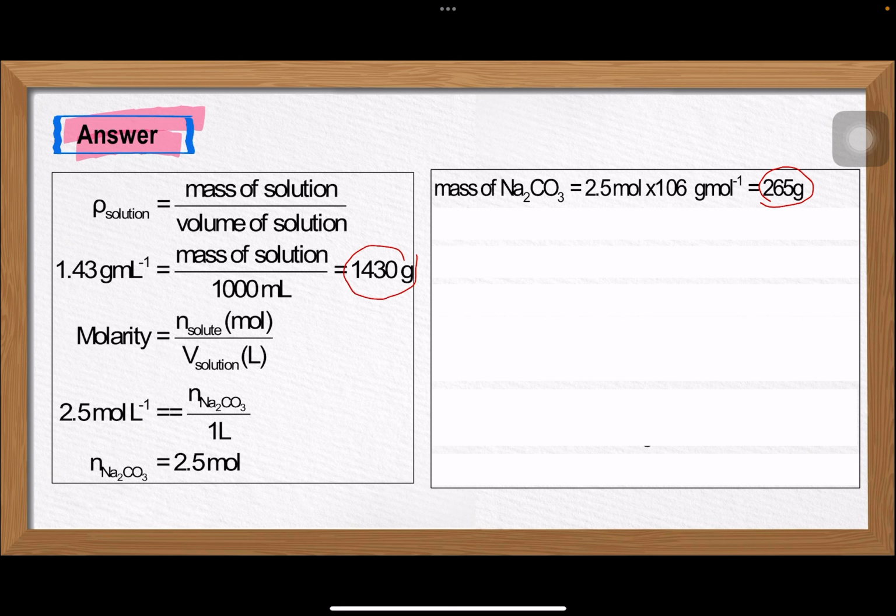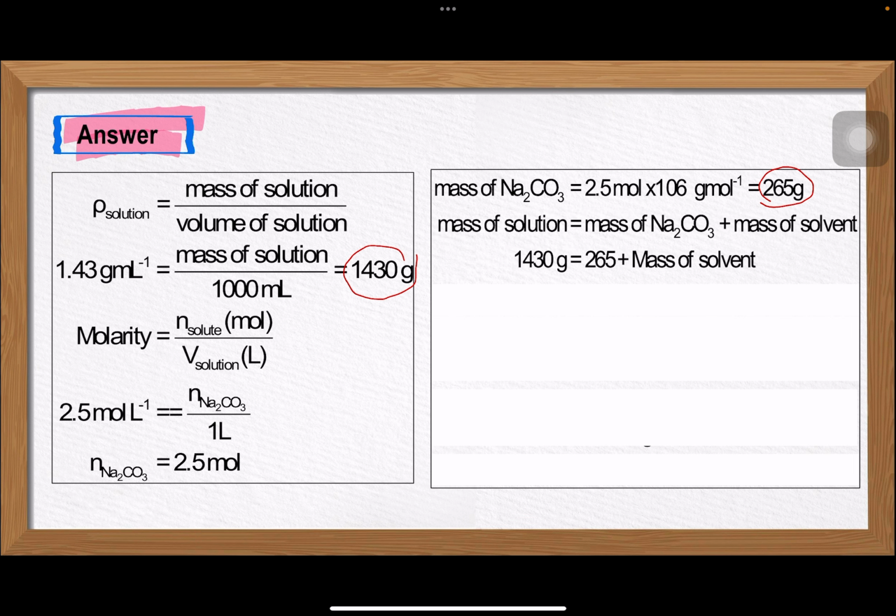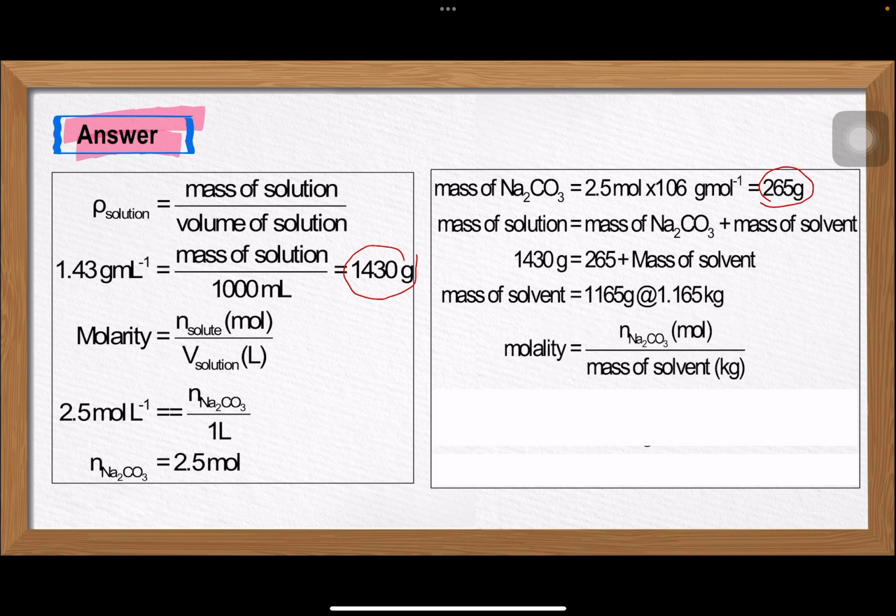So from the mass of solute, we can identify the mass of solvent. So 1430 minus 265. Mass of solvent is 1165 gram. Change to kilogram, 1.165 kilogram. This is the mass of solvent.